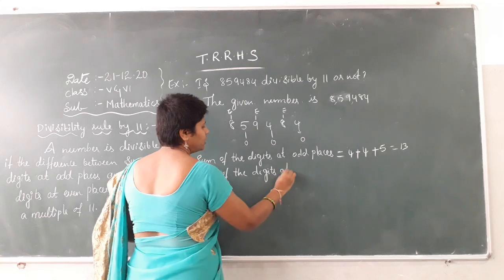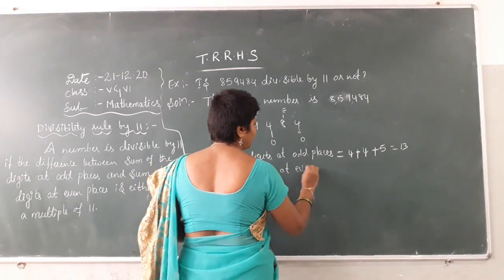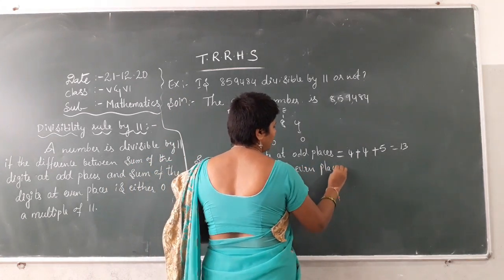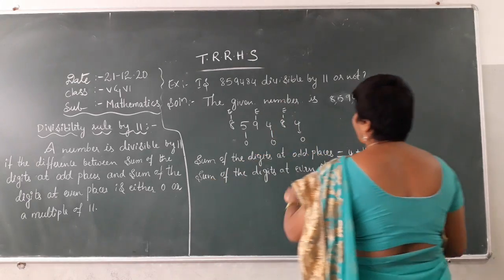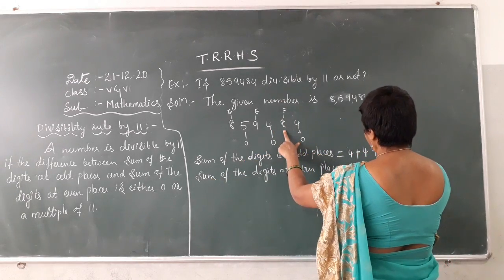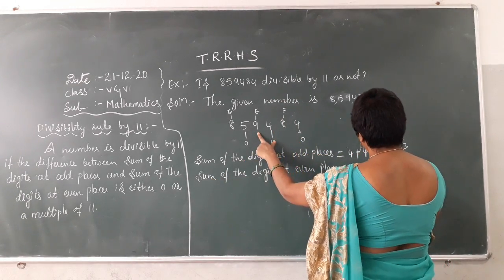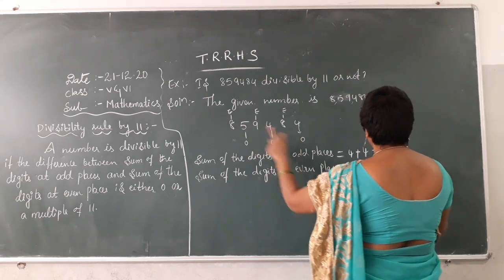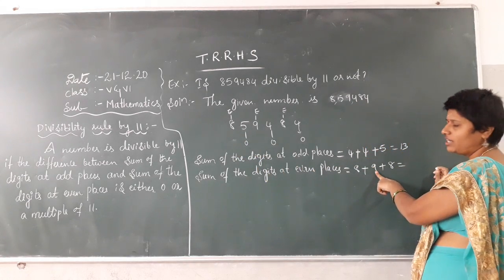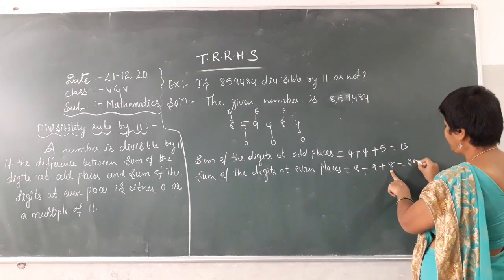Now next find the sum of the digits at even places. What are they? 8 plus 9 plus 8. How much? 8 plus 9? 17. 17 plus 8? 25.